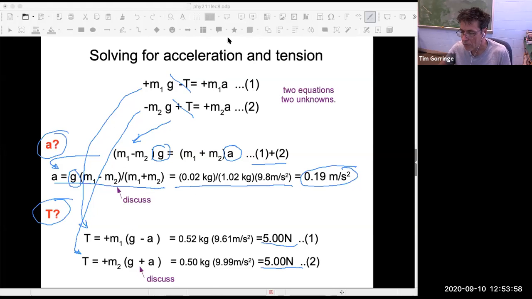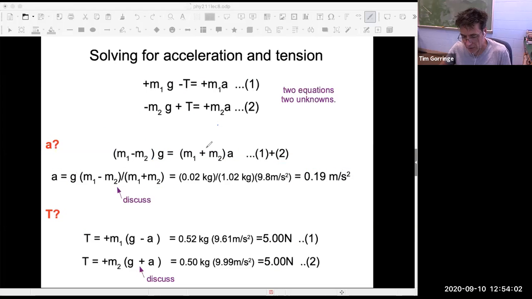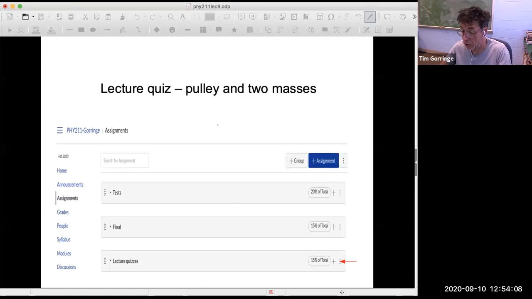Okay. Let me clear this junk. And let's go to the next slide. Okay, next slide is a quiz on the pulley problem. So let me publish that, and then I'll give you just 2 or 3 minutes to do the quiz, and then we'll move on.